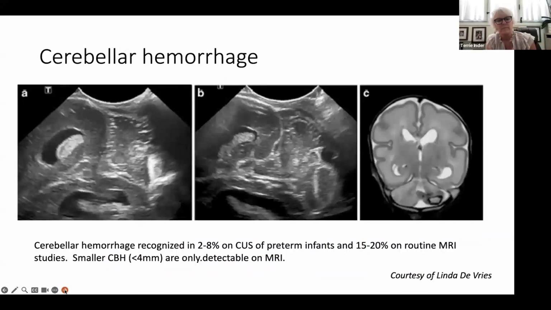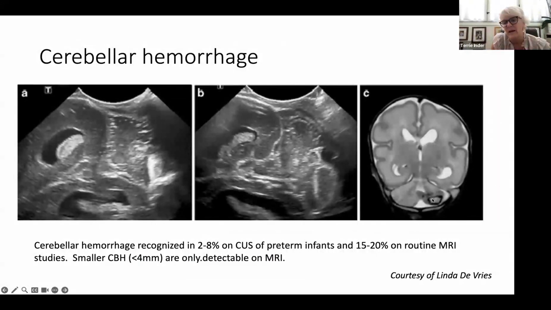So if you are able to better define the brain lesion, you're able to better prognosticate and help the family. In addition, cerebellar hemorrhages, we know, are difficult to pick up on cranial ultrasound. They're extremely difficult if you don't look at the cerebellum with ultrasound, but even when you do, we know that it's only detected in about 2 to 8%, whereas around 15 to 20%, particularly of babies less than 28 weeks, will actually have this on routine MRI. These smaller cerebellar hemorrhages are truly only detectable on MRI.